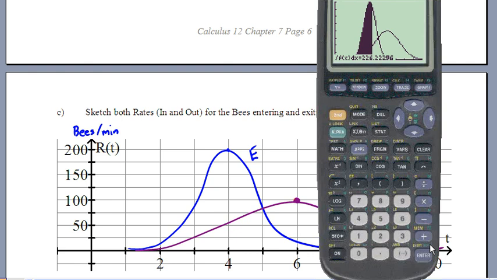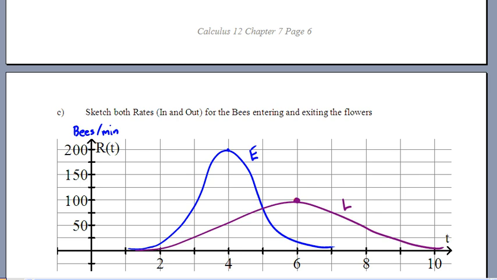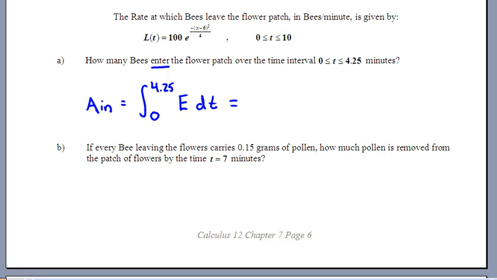Okay, whoa, that's a lot of bees. We can round to the nearest bee. Looks like 226. So all we've done is just integrate the rate. And if you want to know how many went into this little patch, just integrate the entering rate. So 226 bees. What do we got next here?